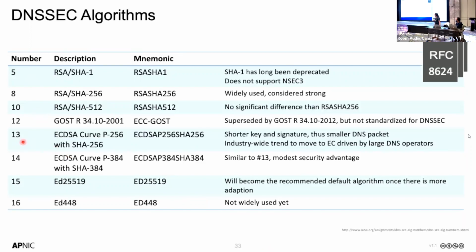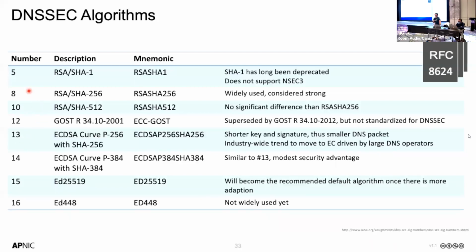Type 13 is generally preferred by larger DNS operators because of the shorter keys, which means shorter signatures as well, and which means you have smaller DNS packets when you're receiving millions of queries every time. That saves you a lot of bandwidth. So there are a lot of big operators moving to type 13. Even for smaller operators, there is a trend toward using that.